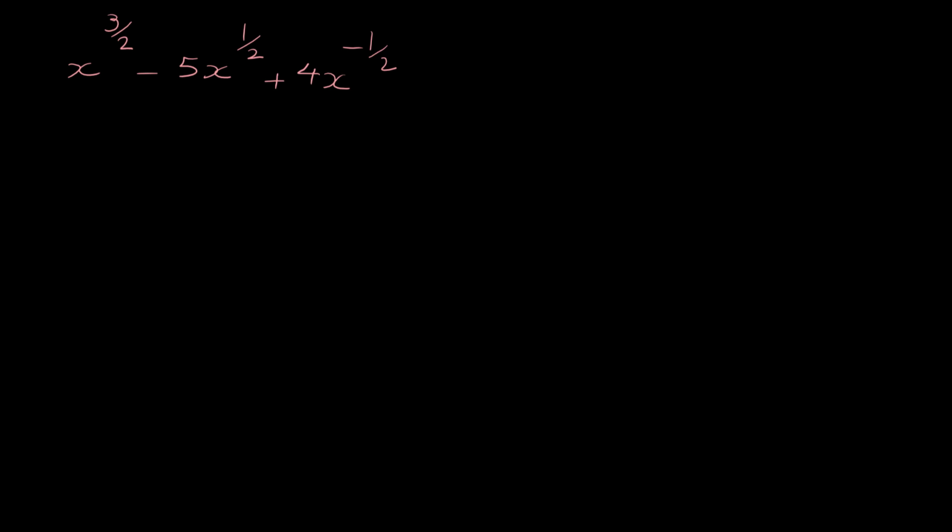If you pay attention, here we have 3 terms and x is common between them. So we can factor a power of x, and we usually factor the smallest degree. So we can factor x to the power of negative 1 half. By factoring x to the negative 1 half, we have to divide each of these terms by x to the negative 1 half.